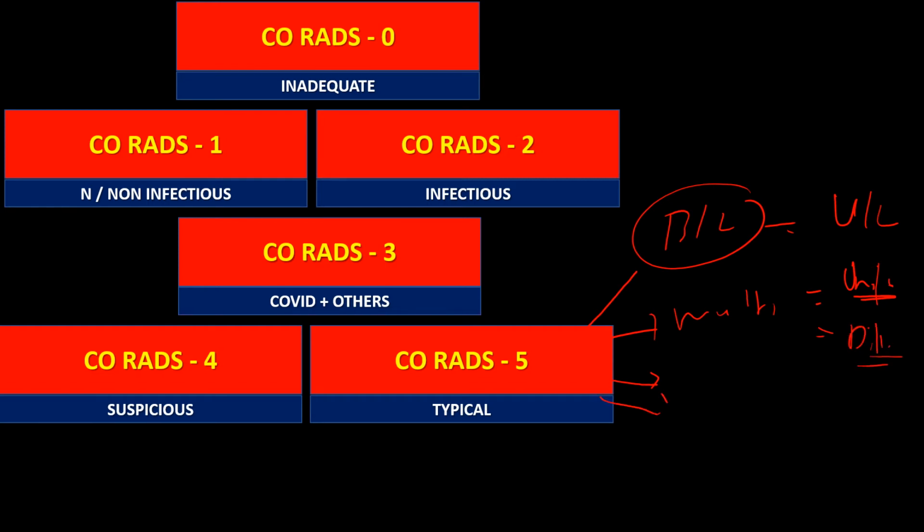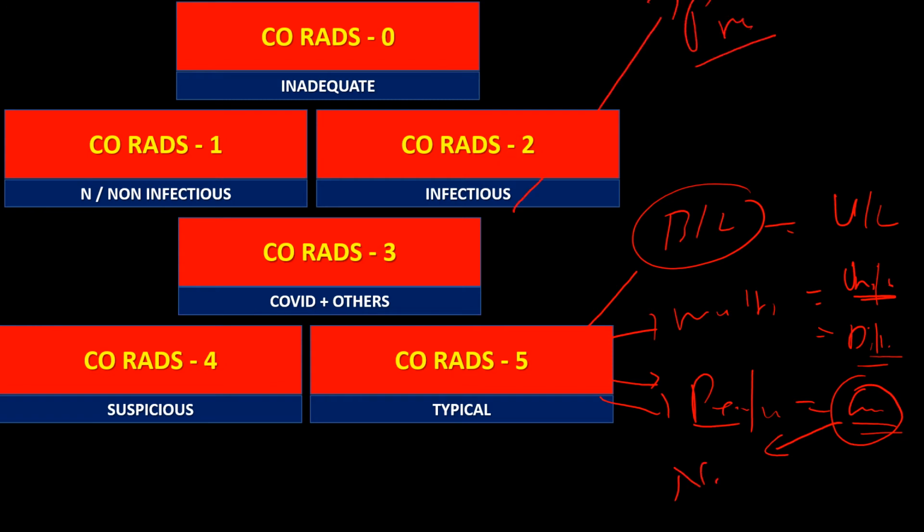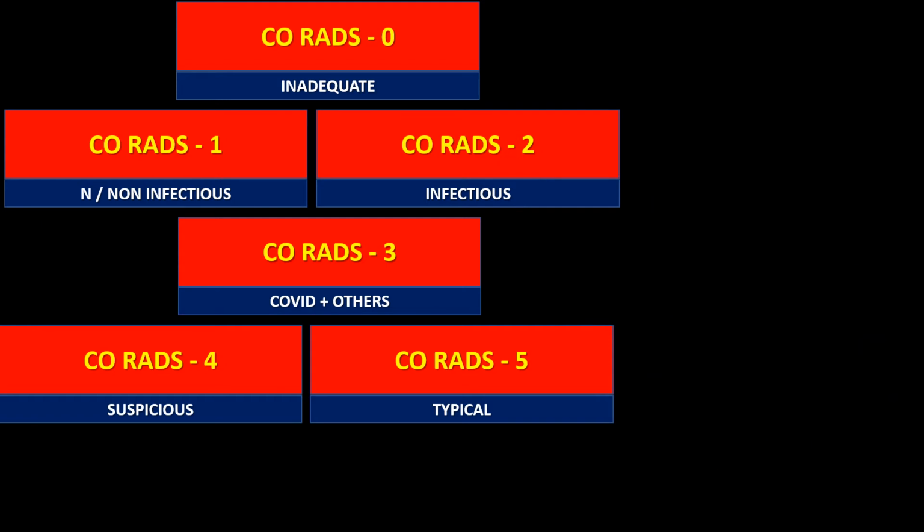In CORADS 5, we told it is peripheral or along the visceral pleura, but here there might be central consolidation. This central consolidation is not typical of an infection. Infection will have proper peribronchovascular consolidation. If there is not proper peribronchovascular consolidation, then we call it a suspicious lesion. So all the features of COVID, but there are few features which are not fitting into the typical COVID features. That's when we call it CORADS 4.